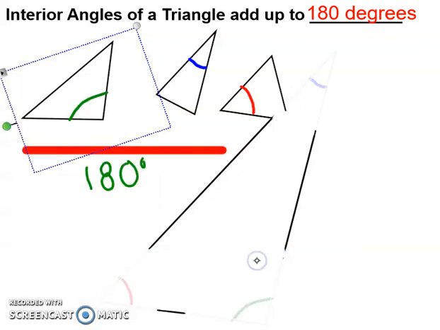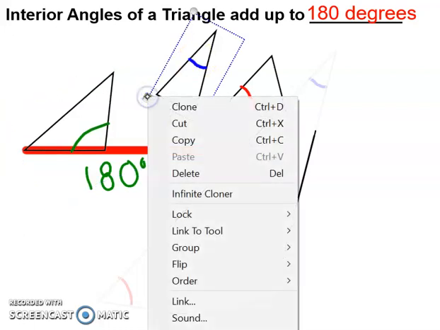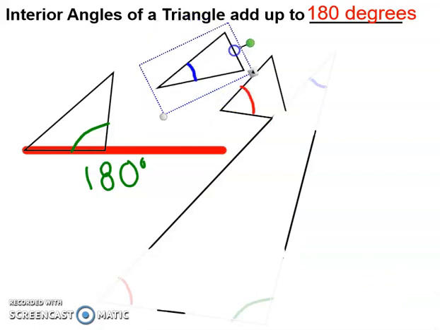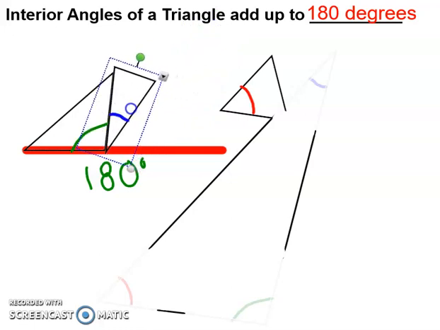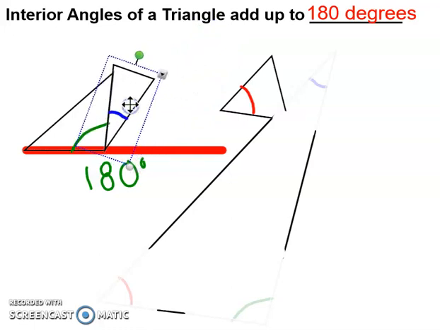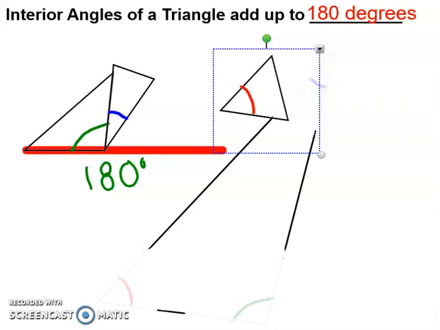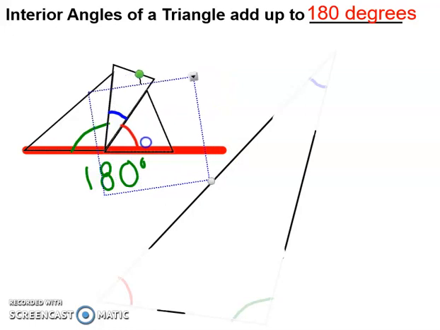Order, bring to front. If I can get it to line up, there we go. Order, bring to front. And I'm going to try and match up all of these vertices of these corners. So you notice how these angles are starting to touch each other. Bring to front. And if I turn this in a certain way, boom, look at that.